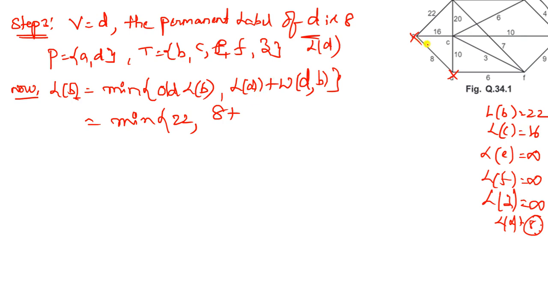So is there any path between D to B? There is no path. In between we have C. So 8 plus infinity. From this, the minimum of 22 comma infinity, we got 22. So it doesn't change. Still the length of B is equal to 22. Next, L of B is completed. So now L of C.